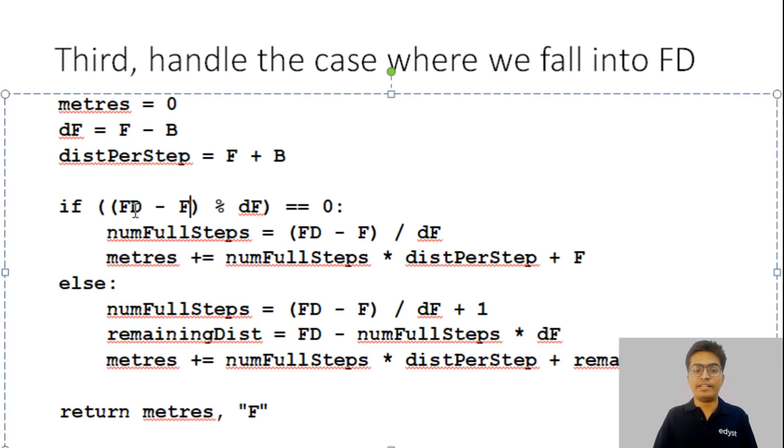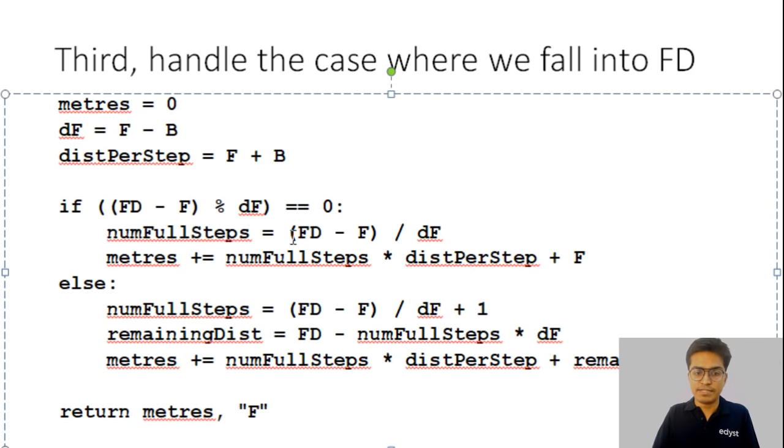Because if you divide fd minus f by df over here, you're going to get the total number of these combined steps, this f comma b pair. So front back, front back, front back, you'll know exactly how many times you have to go that route, and then all you have to do is add another distance of f so that you can fall into the ditch, right? That's exactly what we end up doing here.